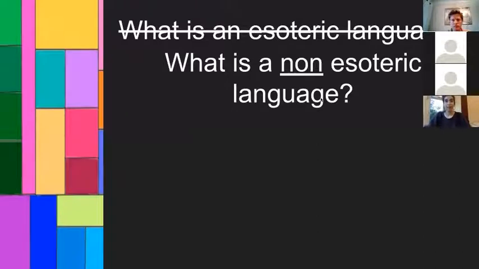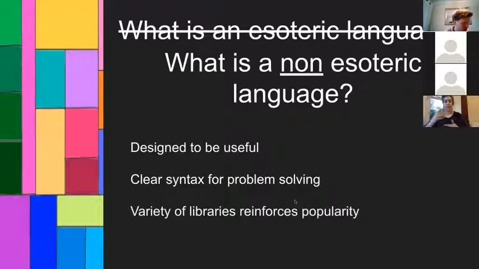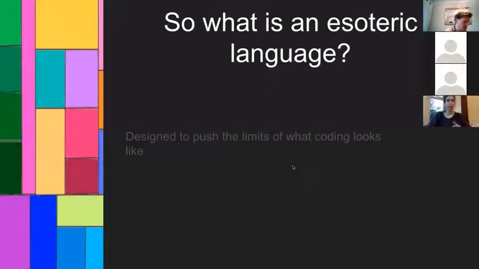So the standard programming languages that we're dealing with generally fall into a few categories. They are ultimately designed to be useful. We're using them in production code. They're designed to have clear syntax so that we as programmers can use them more easily to solve the problems that we need to solve. And there's a circular system going on where, because they're popular, people devise libraries that make them even easier to solve problems, which then increases their popularity, and it's self-fulfilling. So those are the categories that we can think about the standard languages falling into, which helps us think about what an actual esoteric language is.